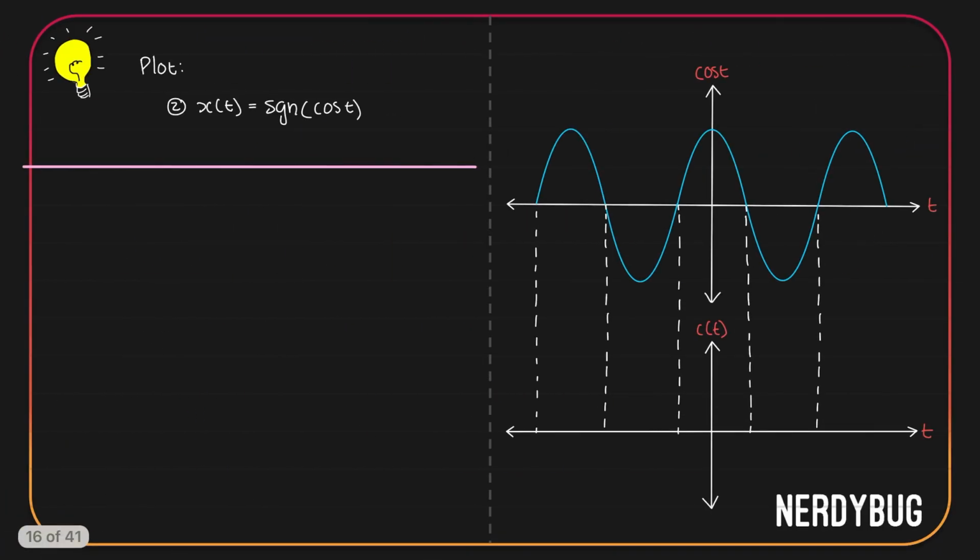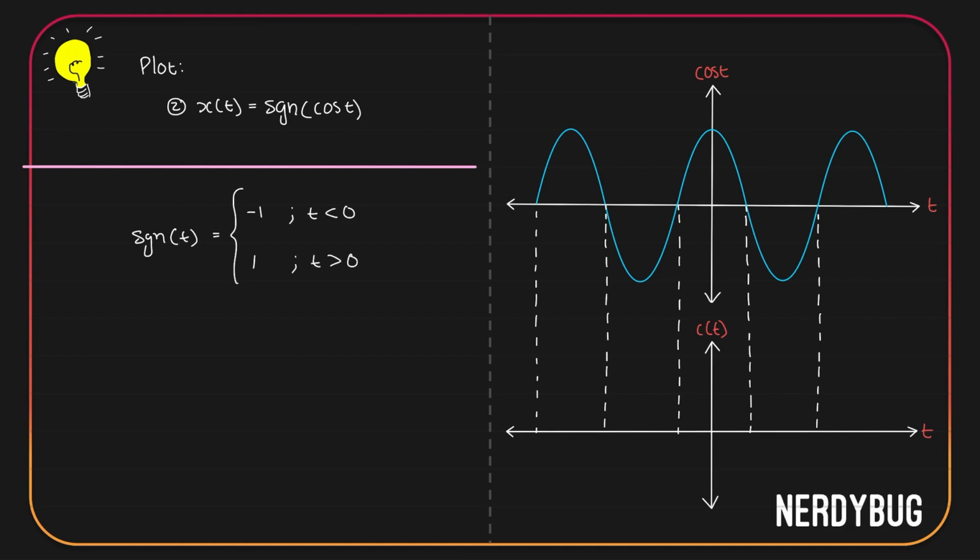That's about it. Let's solve the next question. We have x of t, which is signum of cos t. We have plotted u of cos t before. We already know signum of t is -1 if t is less than 0 and 1 if t is greater than 0.